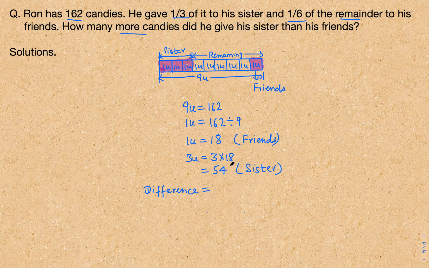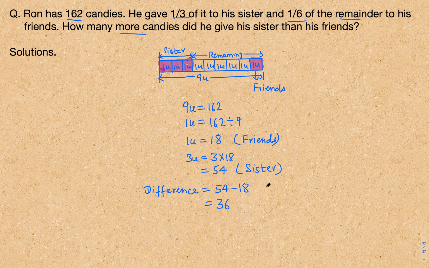See, we know his sister has got 54 and the friends have got 18. She has got more. His sister has got more. So if we just find the difference between the two, we can find how much more his sister has got than his friends. So let's do that. Let's subtract 18 from 54. That will give you 36. That means his sister has got 36 more candies than his friends.